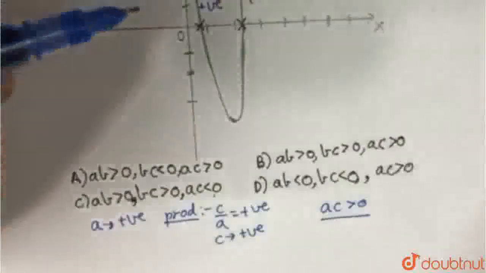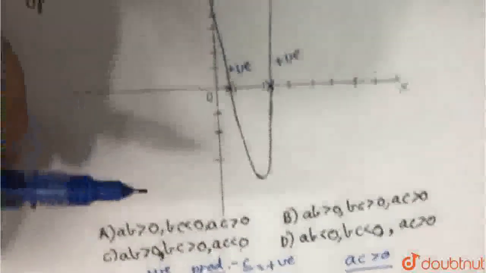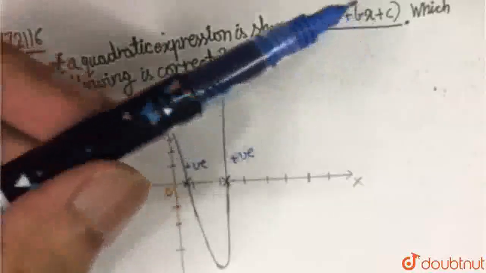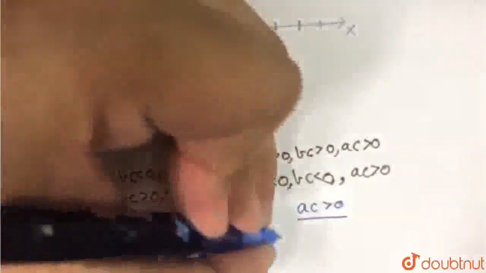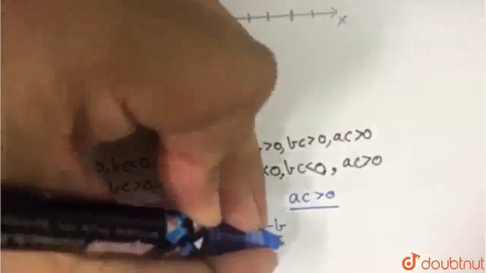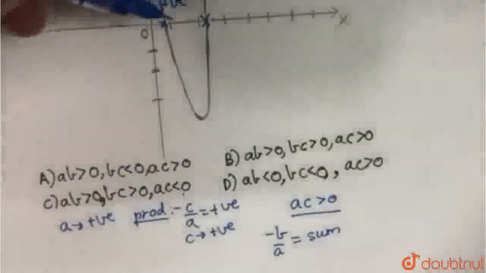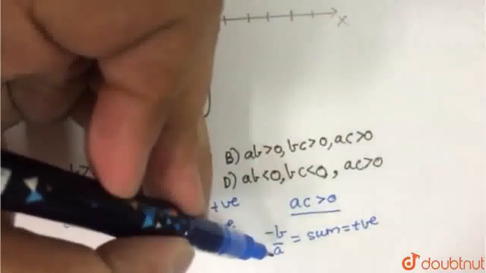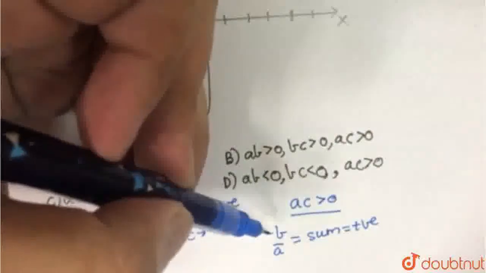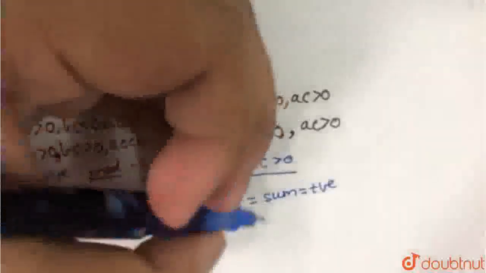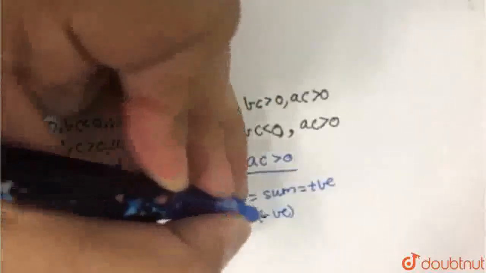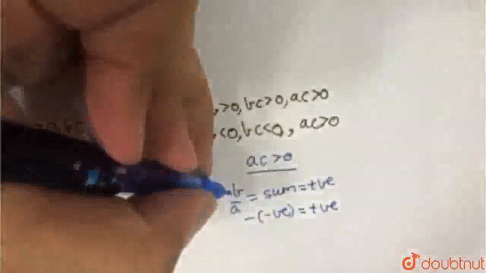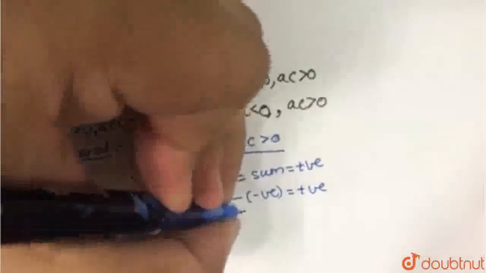Now we have to see only about b. As you know, in such a case, ax square plus bx plus c, minus of b upon a is the sum of roots. Both the roots are positive, so the sum of roots will also be positive. Now we know that a is positive, and minus of b upon a should be positive, so b should be negative, because minus of negative becomes positive.